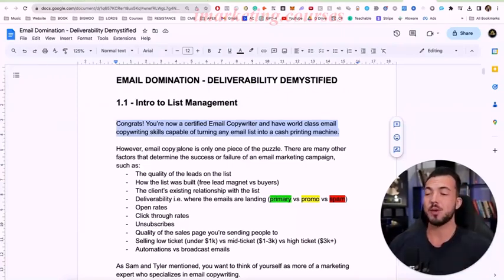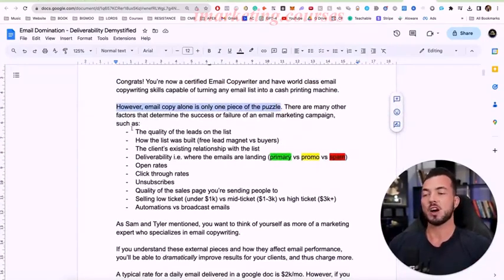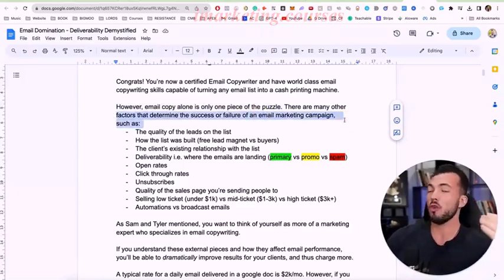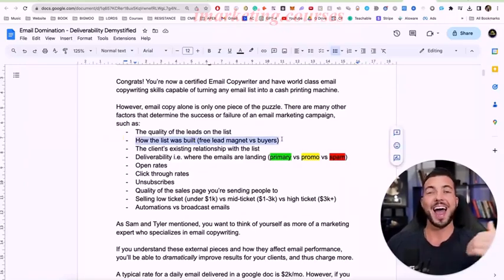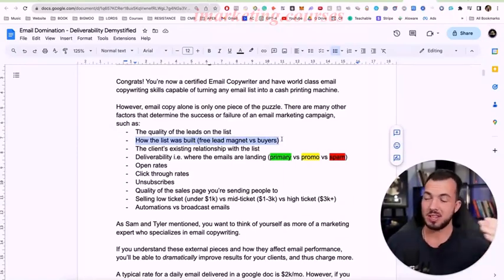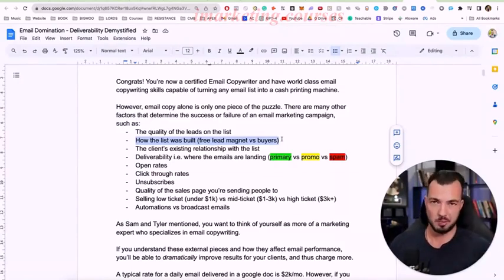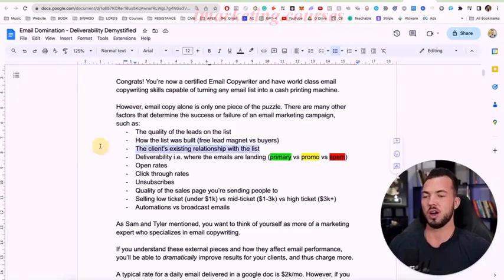However, email copy alone is only one piece of the puzzle. There are many other factors that determine the success or failure of an email marketing campaign, such as the quality of the leads on the list, aka who is on the list, how the list was built. Was it built with free lead magnet, freebie seekers, like my list with a free cheat sheet, or is it a list full of buyers? Completely different, night and day, right? A list full of buyers are much more likely to buy more stuff than a list built with a freebie.